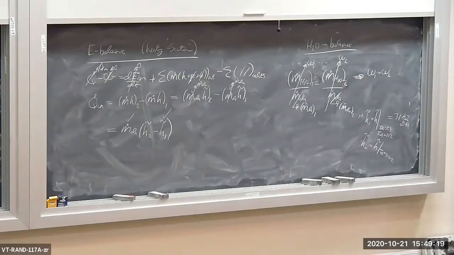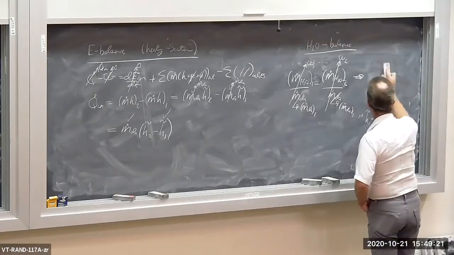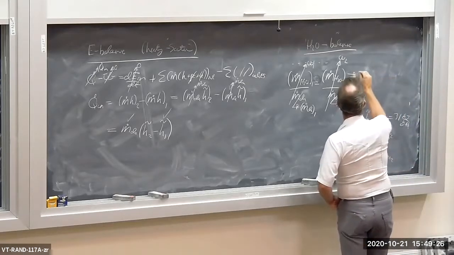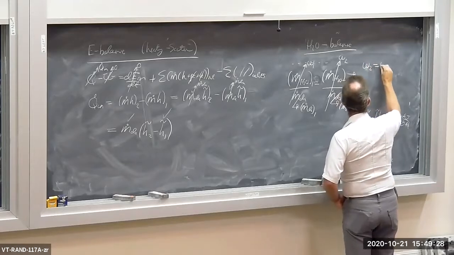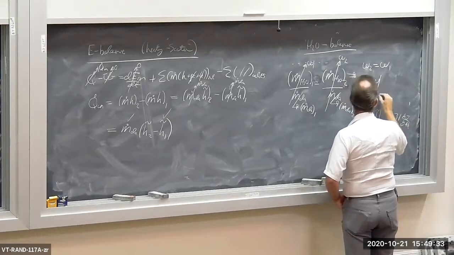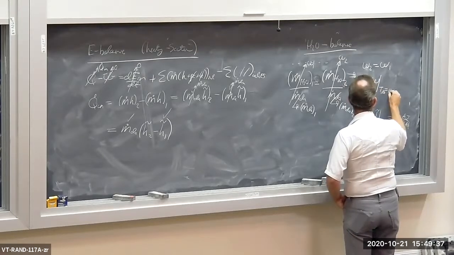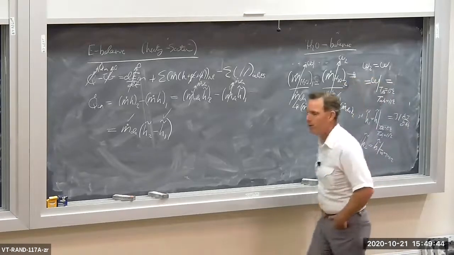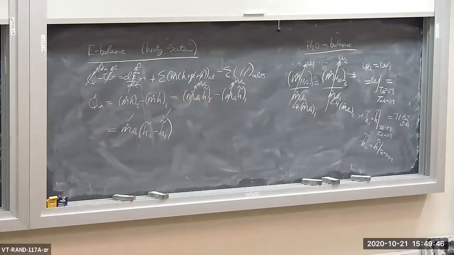Or maybe a better way of writing this, omega 2 is equal to omega 1. How about that? And what is omega 1? Omega 1 is omega evaluated at the dry bulb temperature of 15 degrees C and a wet bulb temperature of 11 degrees C. Let's see if we can find the humidity ratio at the inlet.